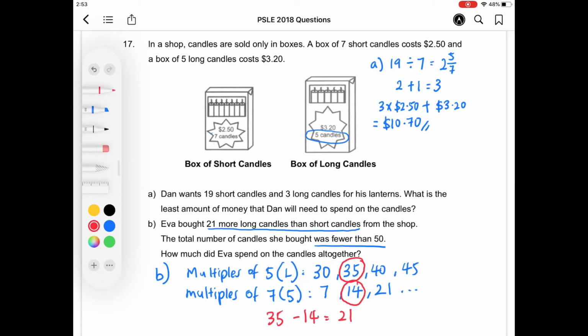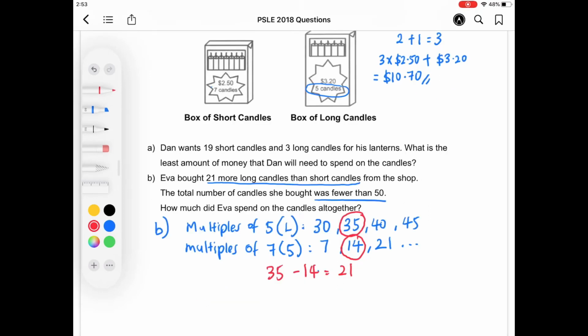So as such, the total number of long candles she bought was 35 and the total number of short candles she bought was 14. And the question is, how much did Eva spend on the candles altogether? So we have to find the number of boxes first. We take 35 long candles, divide by 5, there will be 7 boxes of long candles. And she bought 14 short candles, so you divide by 7 because there are 7 short candles in the box. So she actually bought 2 boxes of short candles.